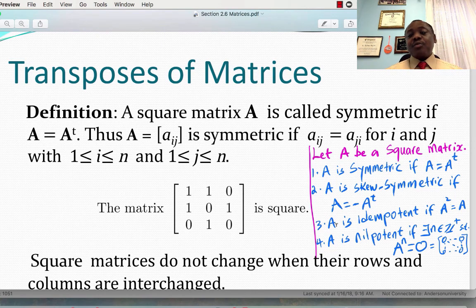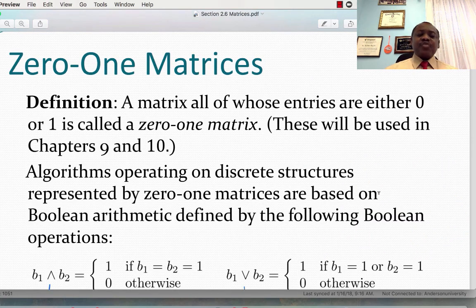And the first was what it means for an element of a set to be idempotent and what it means for an element of a set to be nilpotent. But for now, we are mostly interested in symmetric and skew-symmetric matrices. That said, let's move on to 0,1 matrices.